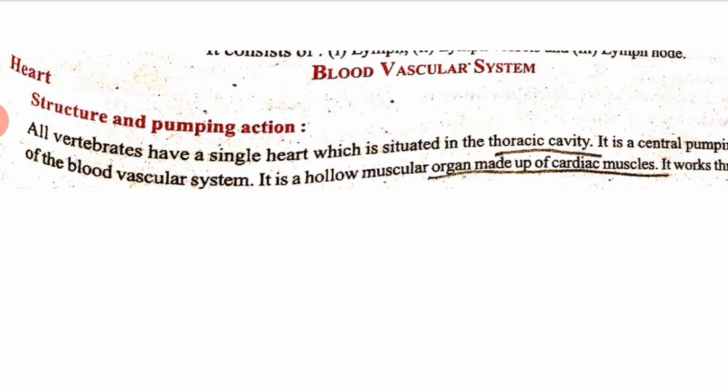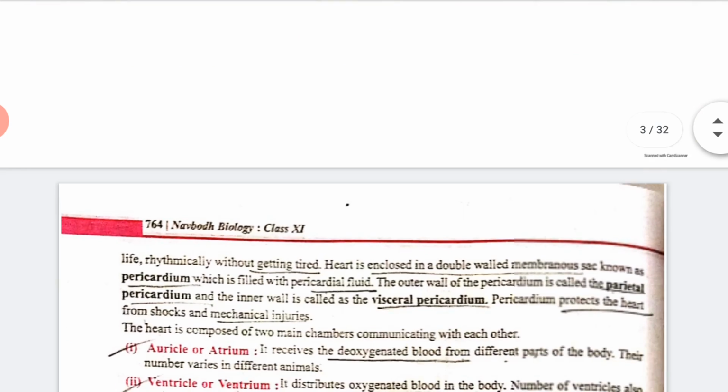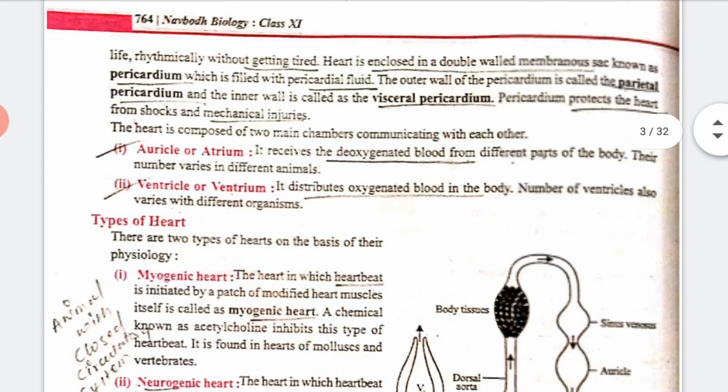Let's start. All vertebrates have a single heart, which is situated in the thoracic cavity. It is the central pumping organ of the blood vascular system, and it is a hollow muscular organ made up of cardiac muscles. It works throughout life and rhythmically without getting tired.